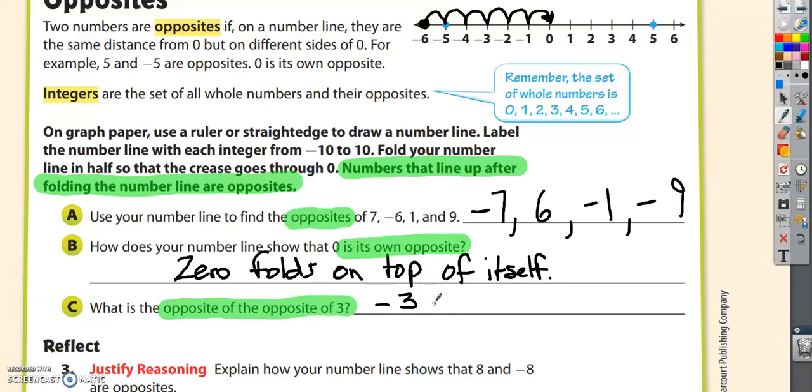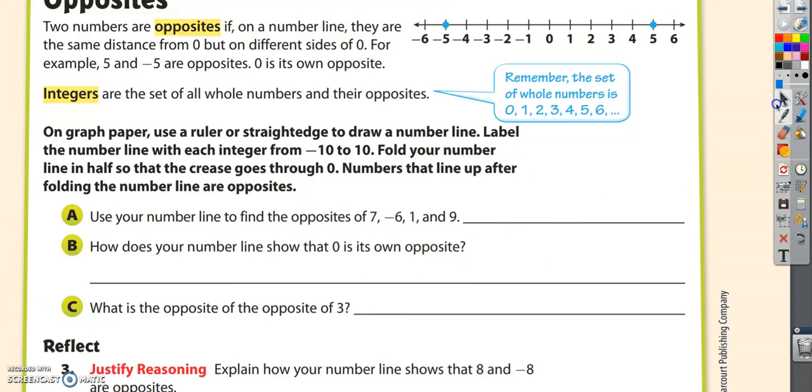But then it says the opposite of that. Well, what's the opposite of -3? It's back to 3. So believe it or not, it's almost a trick question. The opposite of the opposite of 3 would be itself, 3. All right, let's go ahead and check out the bottom of the page. And then we'll be done with this page.